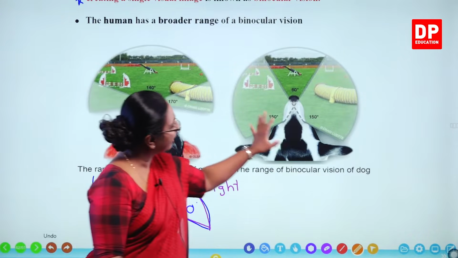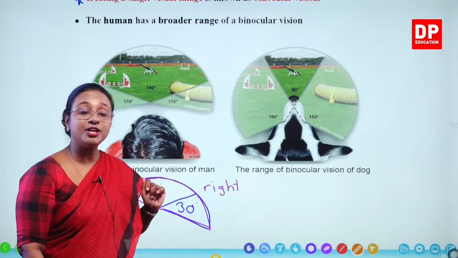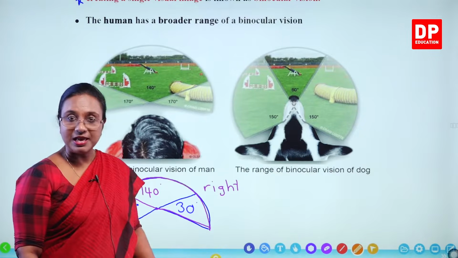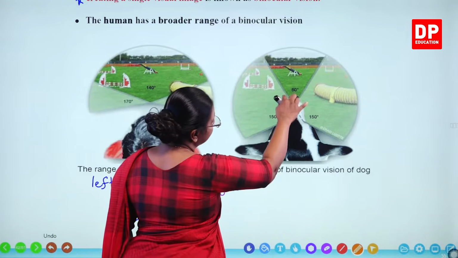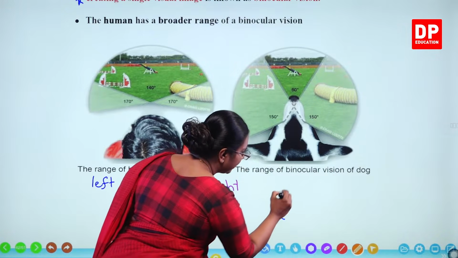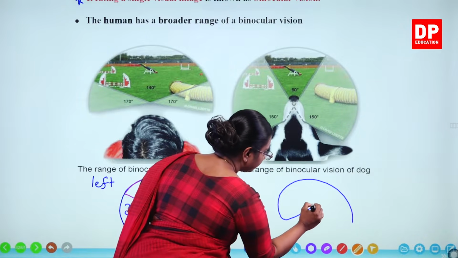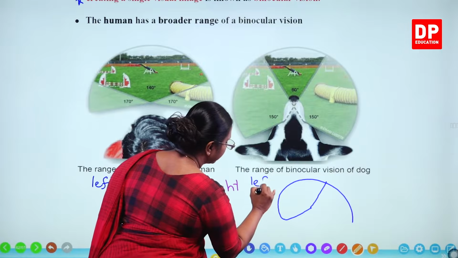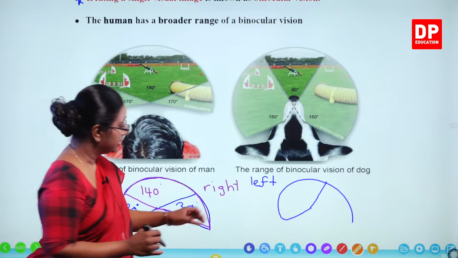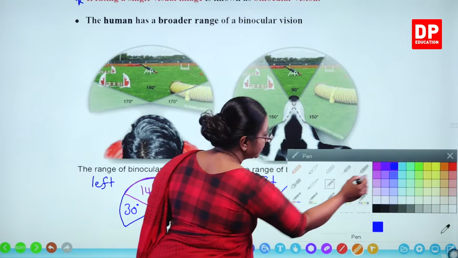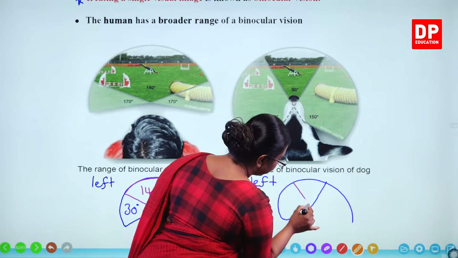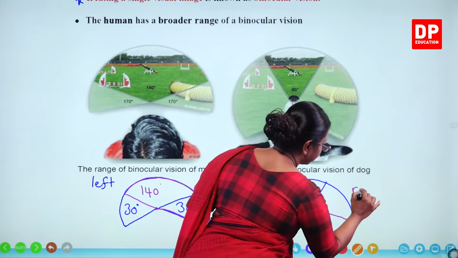So now if we look at a dog's vision, the binocular vision of a dog. Here you can see again the dog is looking at the same area. For the dog, you can see there is only 150 degrees. So if we try to understand their vision, this is the region that can be seen by the left eye of the dog. The same way, if we take the region that can be seen by the right eye of the dog, here also you can see it is going to be this region.